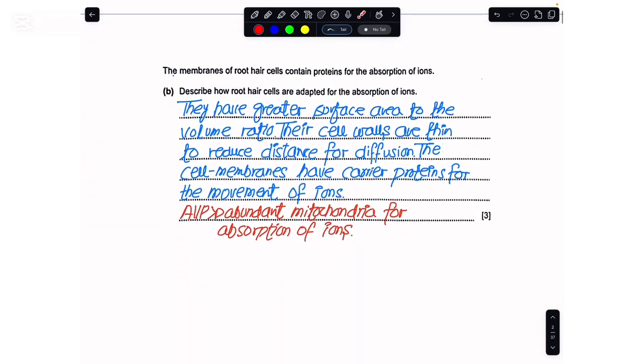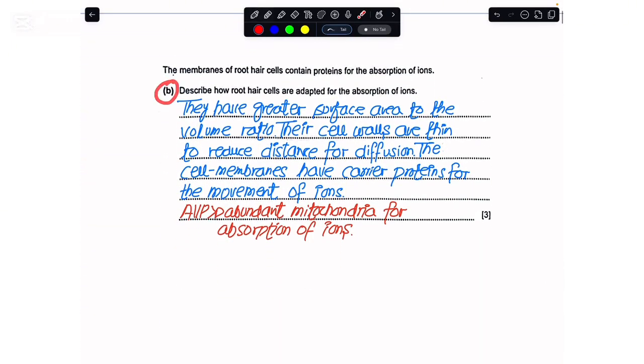Now, moving further to part (b), where the examiner has given a total of 3 marks, he says that the membranes of the root hair cells contain proteins for the absorption of ions. What you need to remember at this point is that these ions are charged particles. Whenever particles are charged, they are not able to cross the cell surface membranes directly, but rather there has to be the involvement of the proteins.